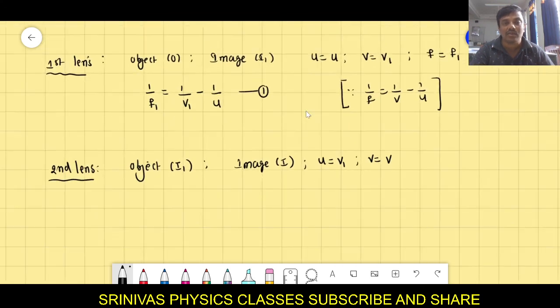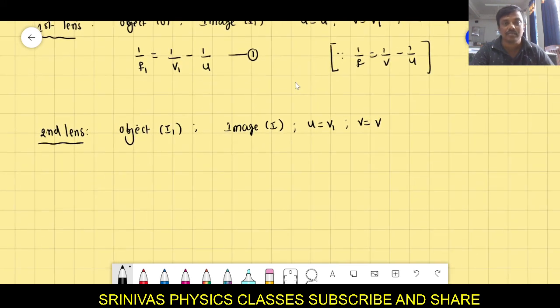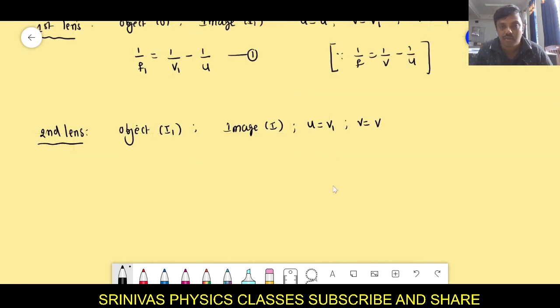Clear? Then what do we write here? The object distance is V1 and the image distance is V. What is the focal length of the second lens? F2. Then we will use the thin lens formula for the second lens, and we will get it like this.